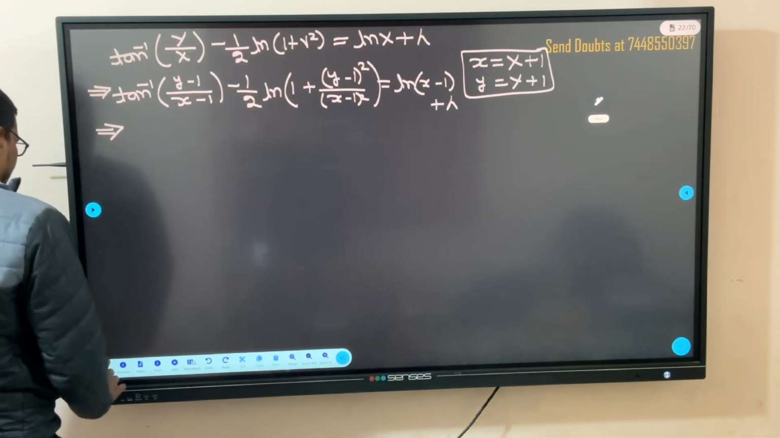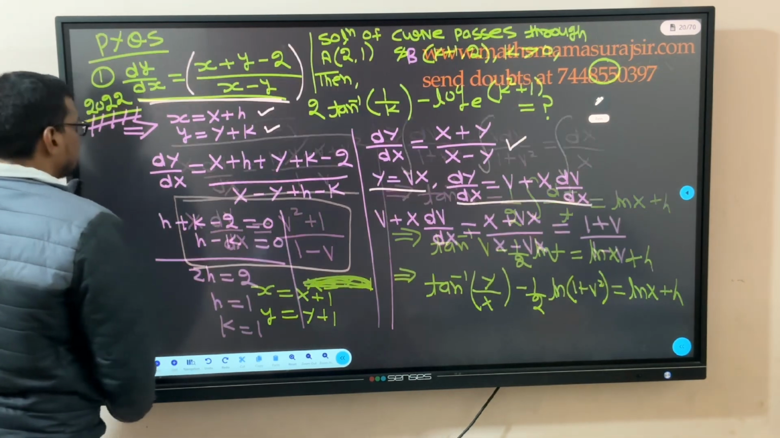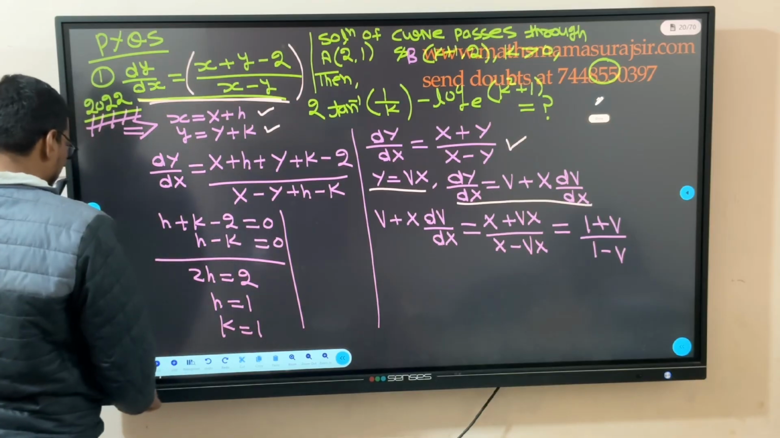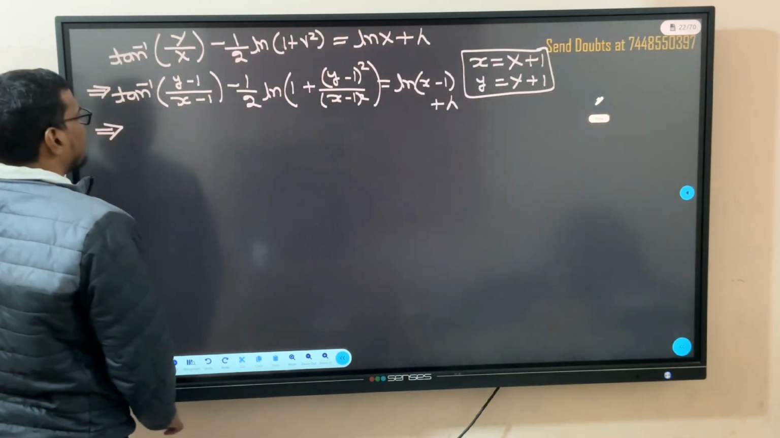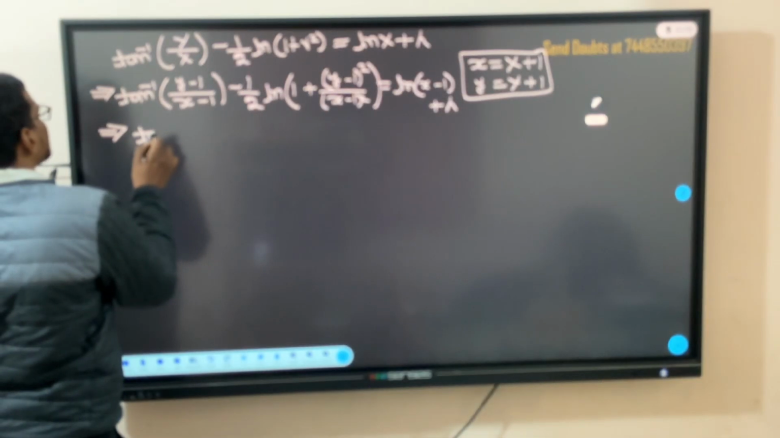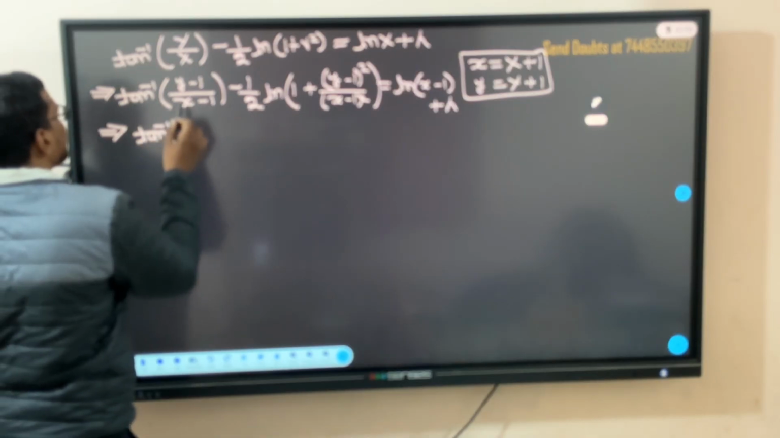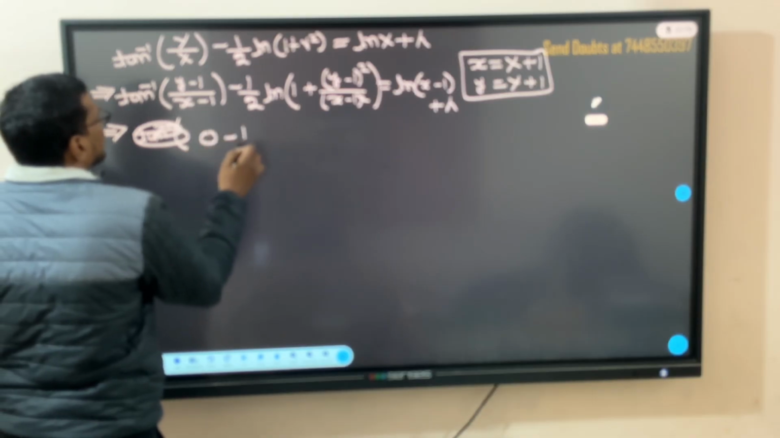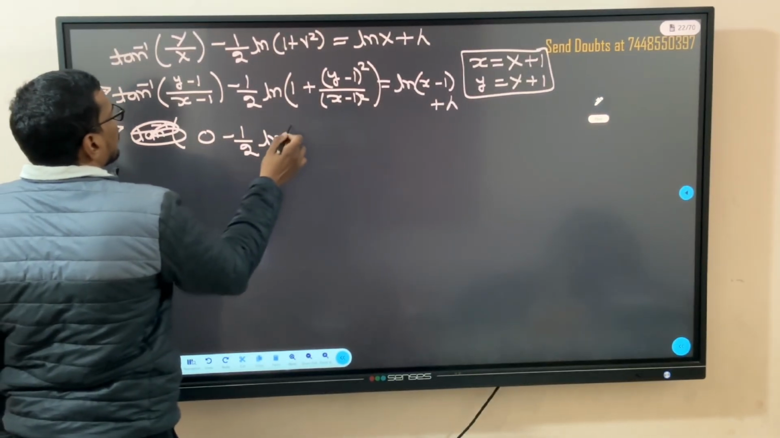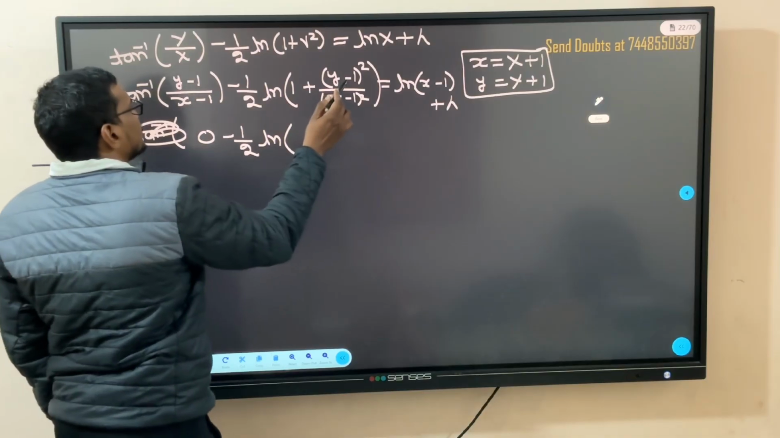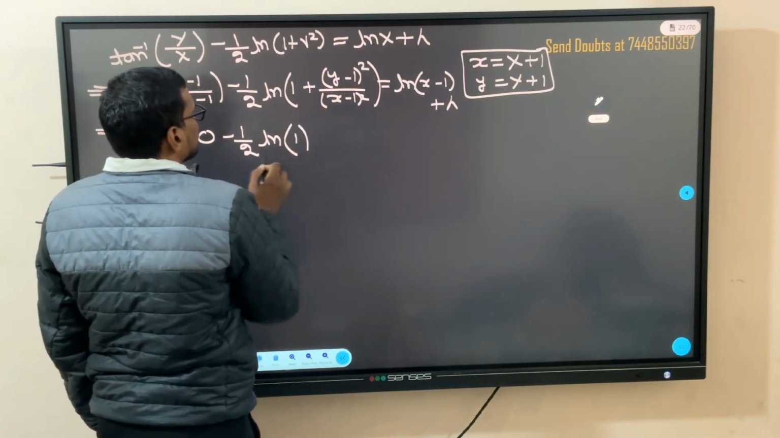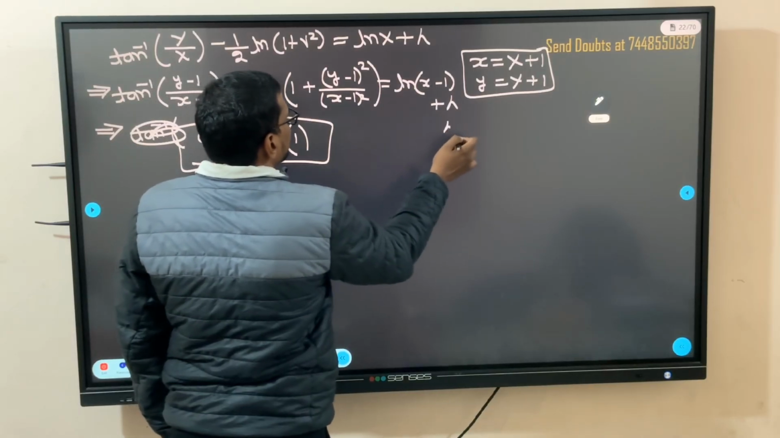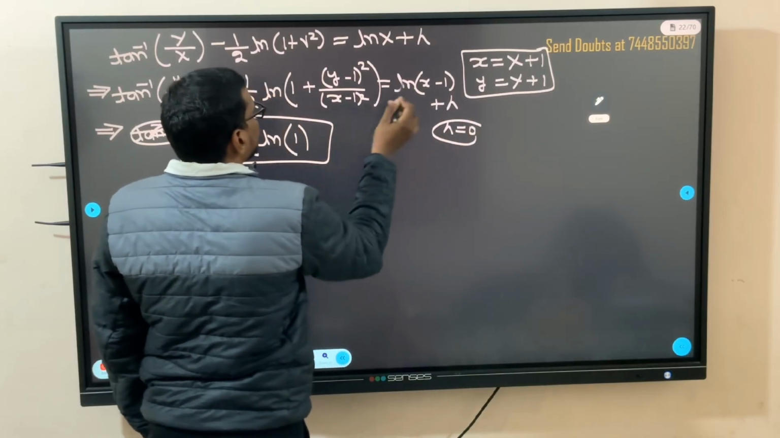Okay. Now see what it is saying. In the question it told the curve is passing through (2, 1). So in place of x we put 2, in place of y we put 1. So this will be 0. That is 0 minus half ln of, in place of y we put 1, so 0, 0, so ln 1. This is also 0. This side whole 0, and this side, so lambda is 0. Right? 0 equal to 0 plus lambda.